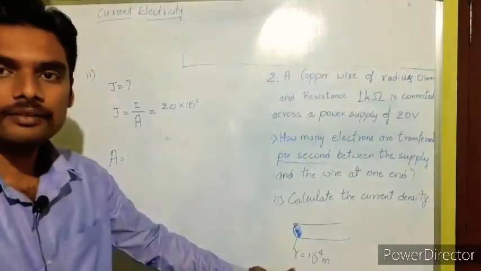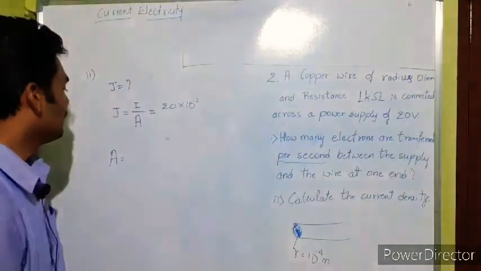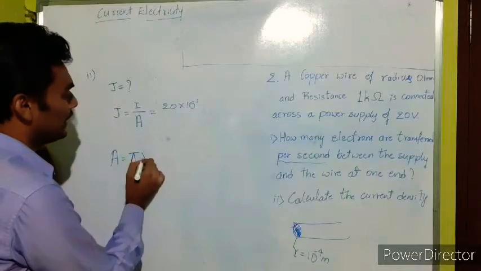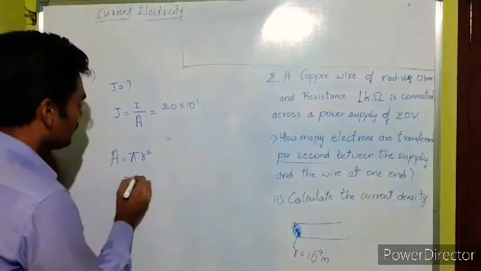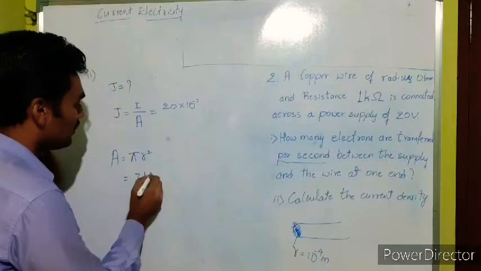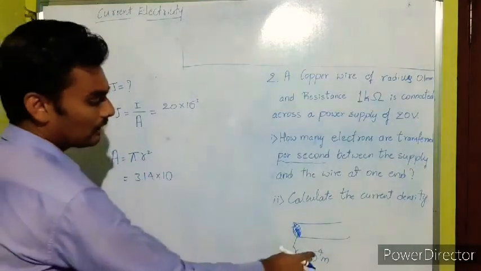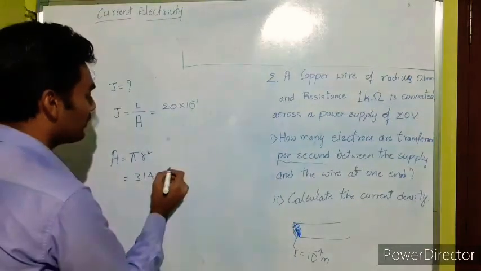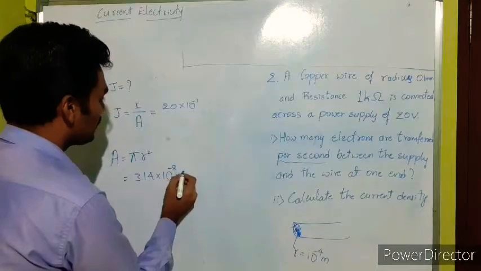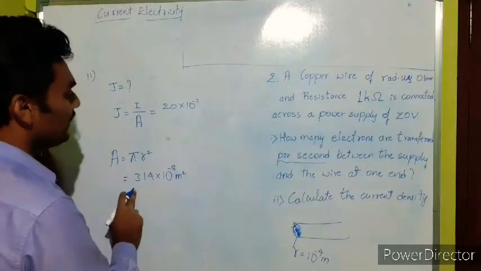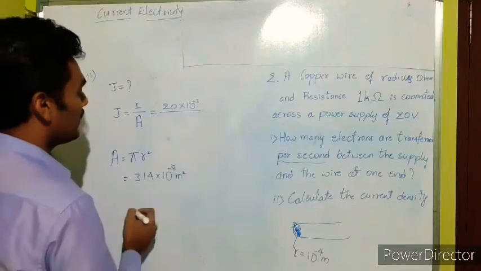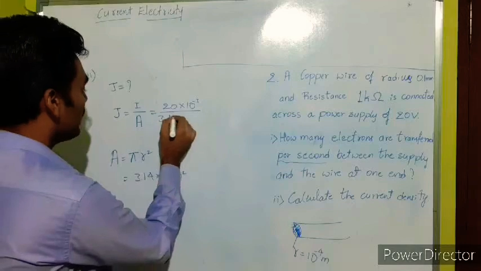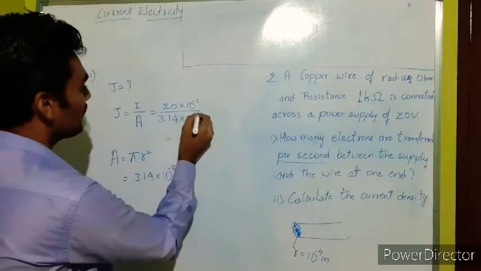This is the radius, and since it's in circular shape, area A is equal to pi R squared, right? So this becomes 3.14 into R squared, where R is equal to 10 to the power of minus 4, and hence R squared becomes 10 to the power of minus 8 meters squared. This is the value of area A, area of cross section of the copper wire given. So simplifying, A is equal to 3.14 into 10 to the power of minus 8.